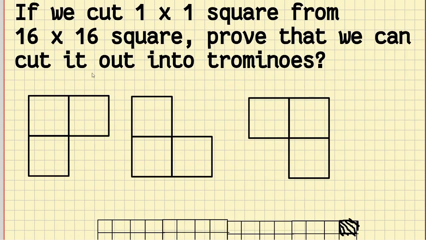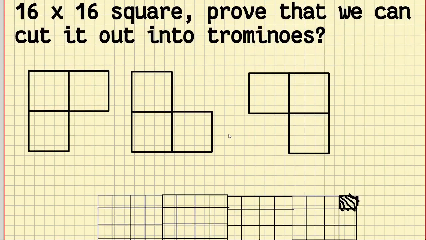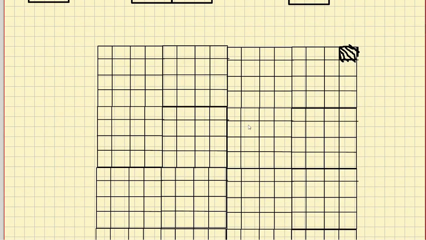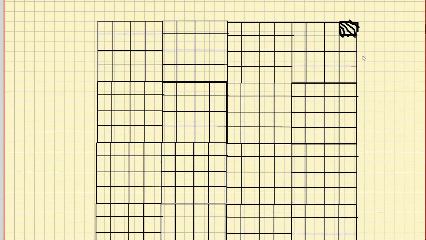Here you can see a tromino is an L-shaped structure of 1 by 1 squares, and this L-shaped structure is what we call a tromino. And for your help, I have kept here a 16 by 16 grid, and here we can cut a 1 by 1 square. And after cutting it, what we have to prove is that we can divide this 16 by 16 square into pieces of trominos.